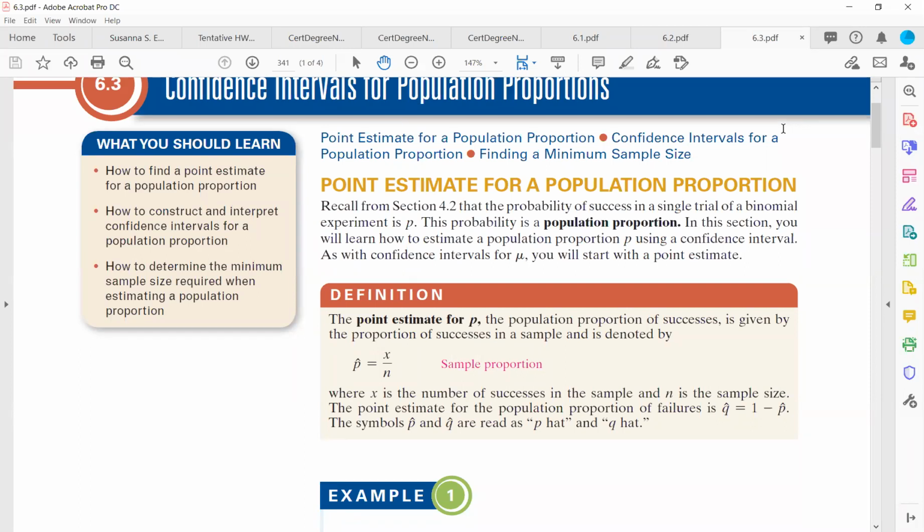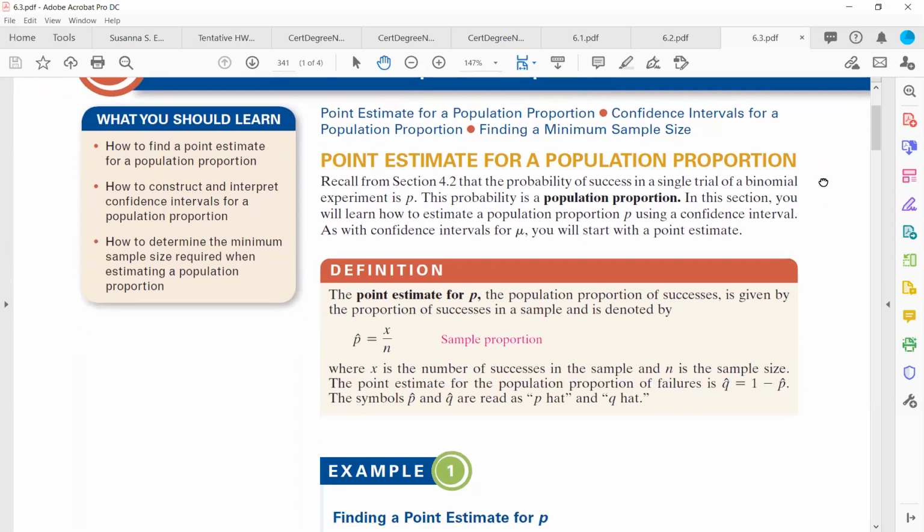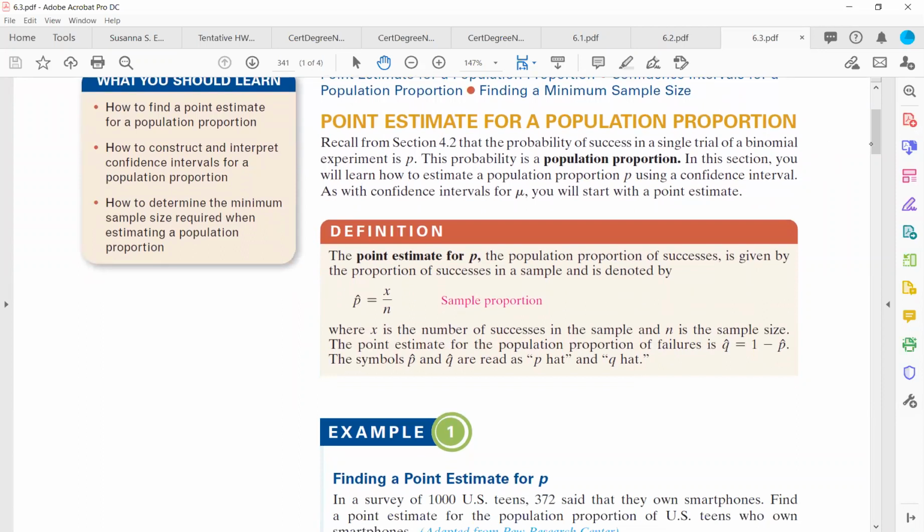6.3, point estimate for population proportion. What if the question says, estimate the population proportion? In this case, we can use a point estimate, which is the proportion in our sample. Sample proportion, denoted by p hat, is x over n, where x is the number of successes in the sample and n is the sample size. Remember that q hat is 1 minus p hat. In chapter 3, we learned about p and q, q the failure, q is 1 minus p.